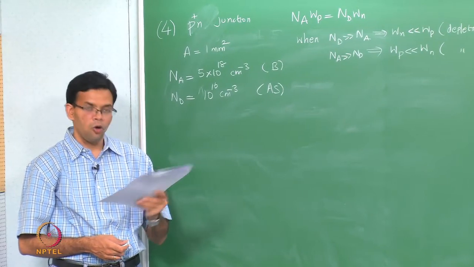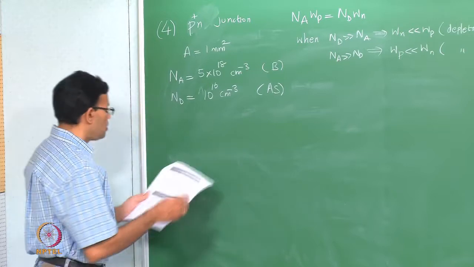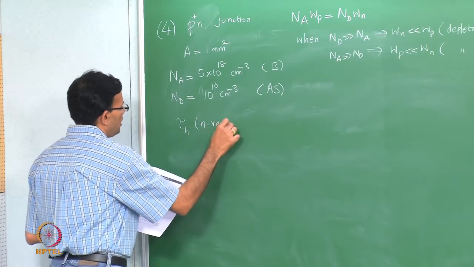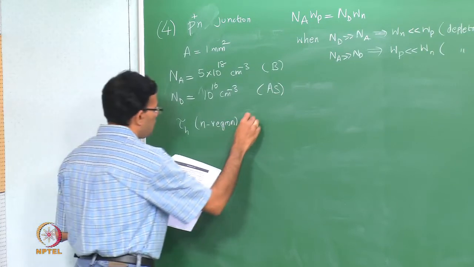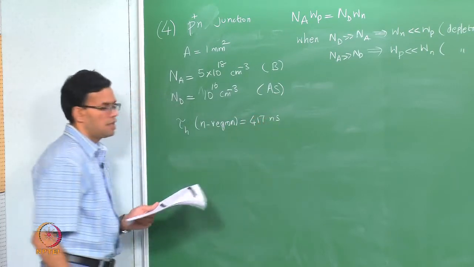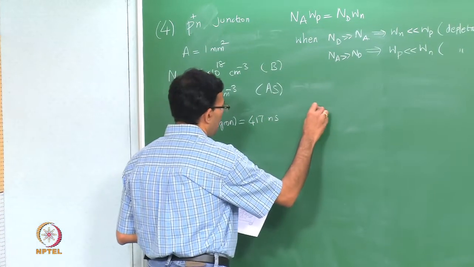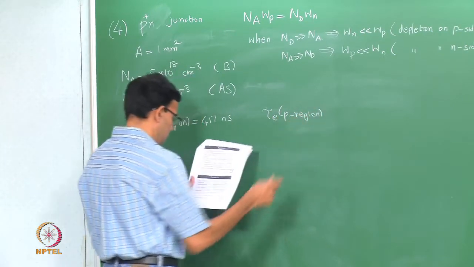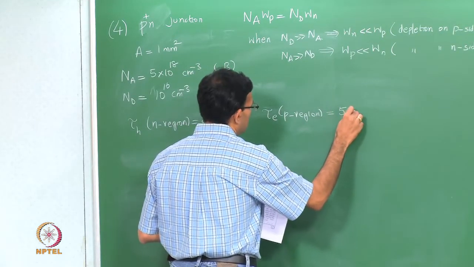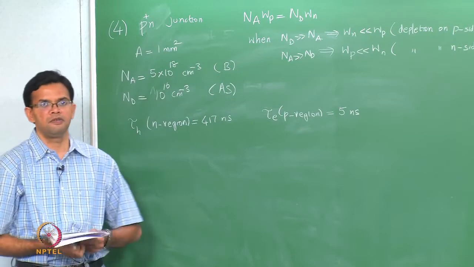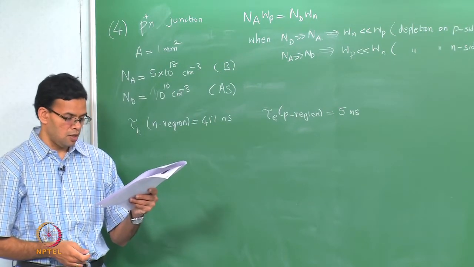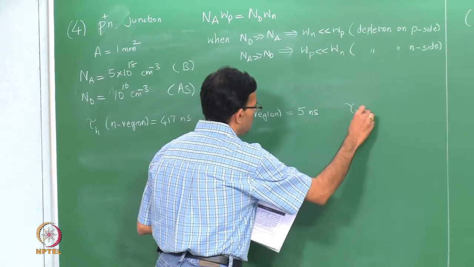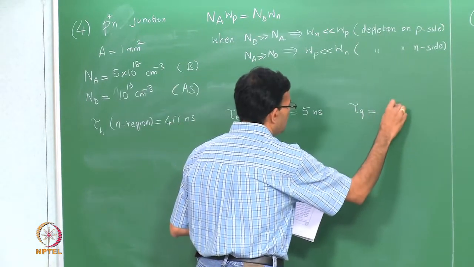side. The hole lifetime values are also given. So, the lifetime of the hole tau h in the n region. So, these are your minority carriers. This is equal to 417 nanoseconds. Similarly, the lifetime of the electrons in the p region is only 5 nanoseconds, and this difference is because of the difference in concentration of the dopants. The thermal generation lifetime is also given. So, tau g is 1 microsecond.